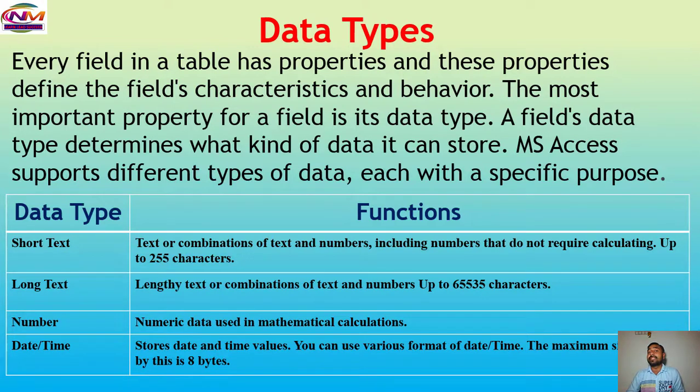Again I am giving another example. Suppose that you have to write roll number. So roll number is always numeric data. Suppose that you have to enter the marks. So that is always in number. Suppose that you have to calculate some amount. So that is always in currency.